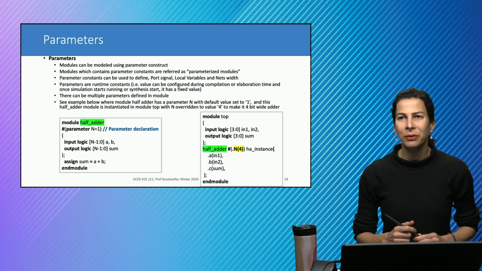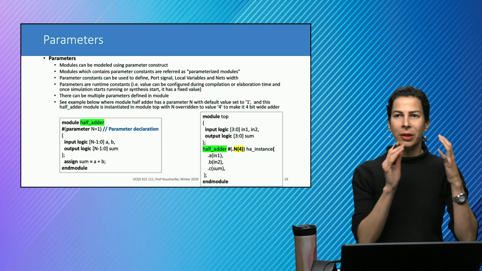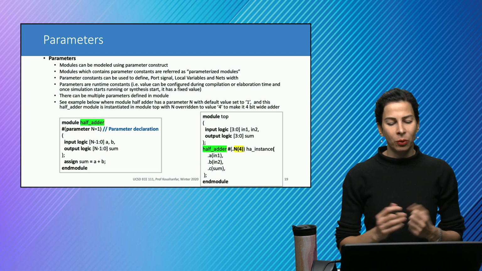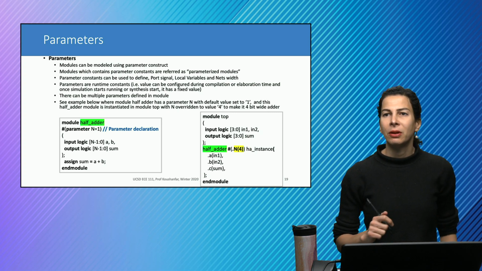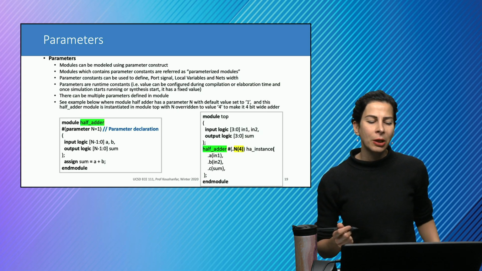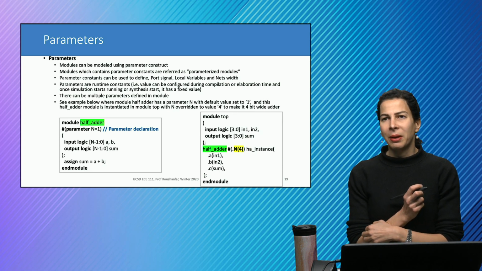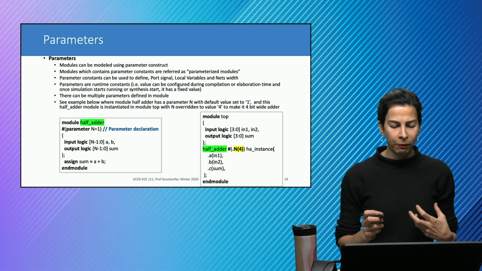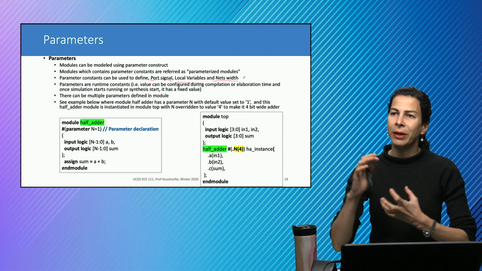We already went through this a few times in the class, where we showed the construct with a hash and a parameter name, or the parameter declaration, where we can declare a parameter. Here are just a couple more examples of that. The module that has a parameter is called the parameterized module. The parameter constants can be used to define port signals, local variables, and the width of the nets.